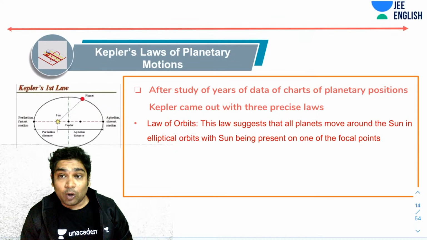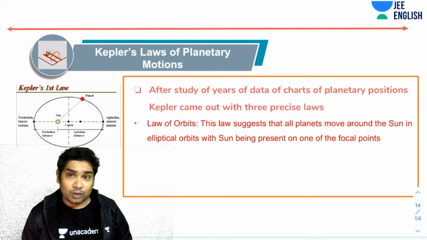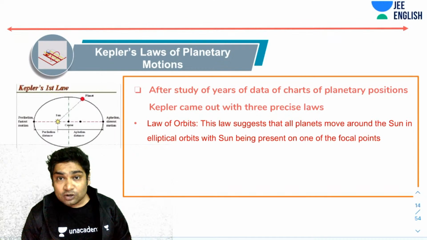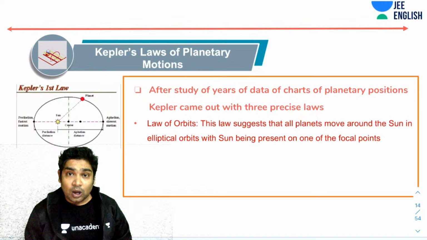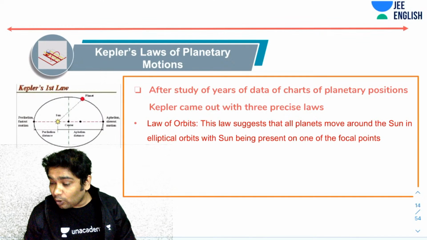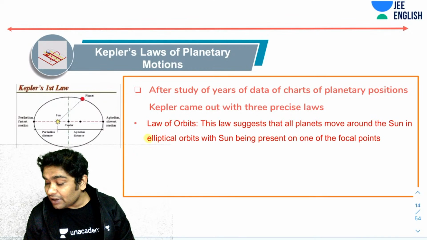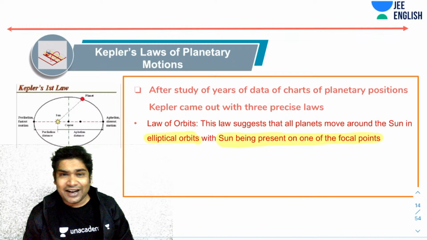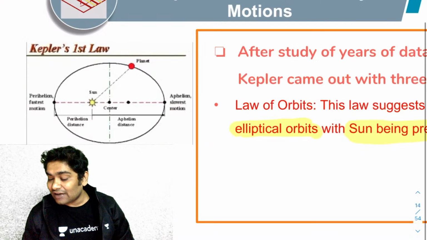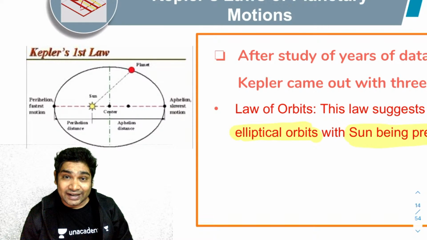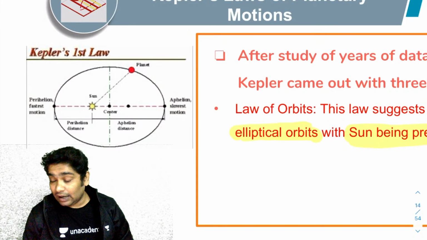This law suggests that all planets move around the sun in elliptical orbits, with the sun being present at one of the focal points. Please note, before Kepler, people thought that all planets were moving around the sun in circular orbits. Kepler was the first person who pointed out that no, that's not the case. In fact, the planets are moving in elliptical orbits, and he also said that the sun will be present at one of the focal points of that ellipse. Now, why does that happen? If you think about it, if every planet was just rotating about a stationary sun, then you have a problem at hand. What is the problem?